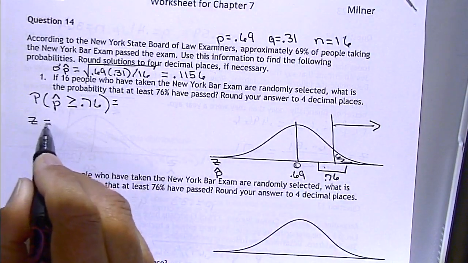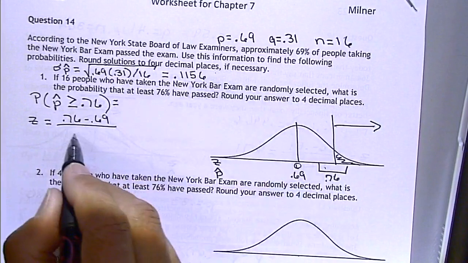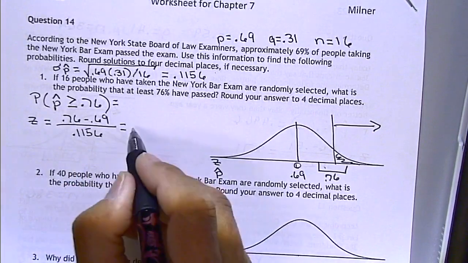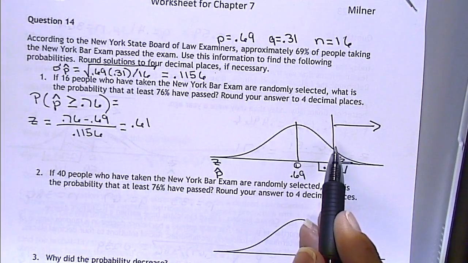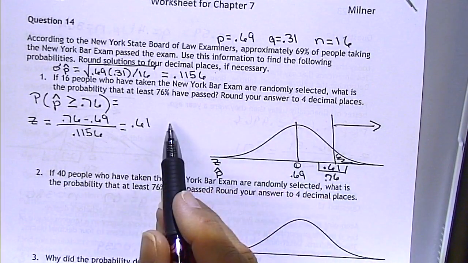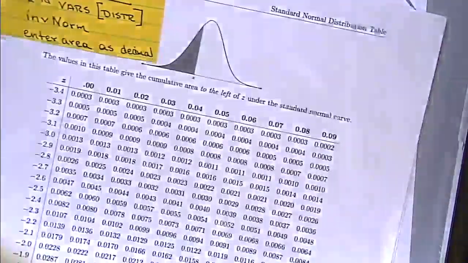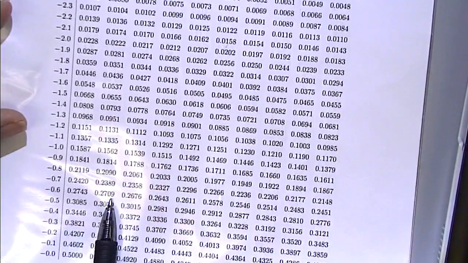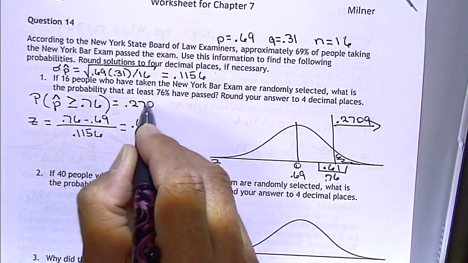Z is going to equal the 0.76 minus the 0.69 divided by my calculated standard deviation, 0.1156. And I get 0.61. Now, if I look up a positive 0.61, it's going to give me all of this. But if I look up a negative 0.61, it's going to give me the opposite, which is what I want. A negative 0.61 is 0.2709. Do it either way you want. Just make sure you're getting that answer, okay? That's my answer, 0.2709.